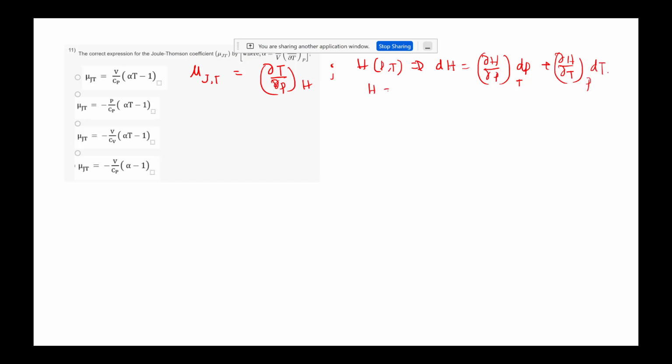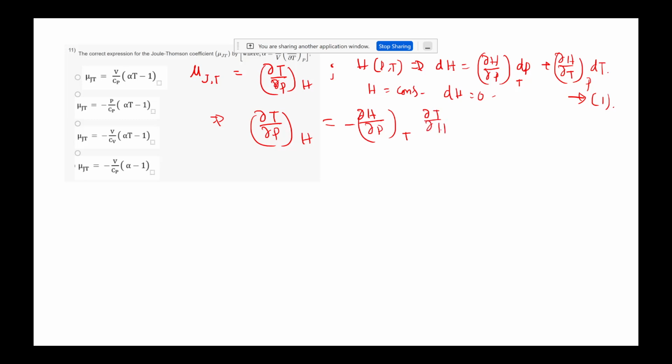Now for h to be constant, del h is 0, and if you manipulate this equation number 1, then you can get del T del P at constant h is equal to minus del h del P at constant T times del T del h at constant P. What I have just done is I took del h equal to 0 here, and del P here, del h to here, and you can write it like this.